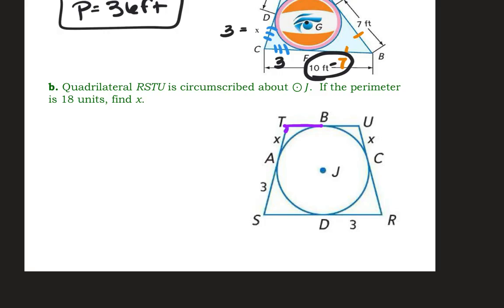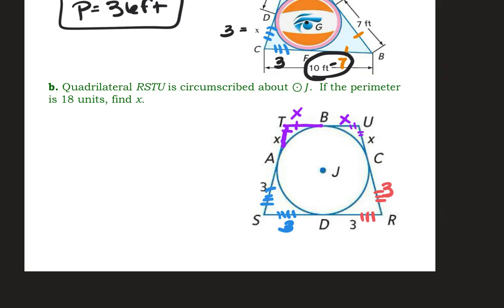These two are the same. Look, every corner, they're going to be common tangents. So what am I going to put on B to U? Another X, because those two are equal. What am I going to put on C to R? 3. And what am I going to put on D to S? 3.